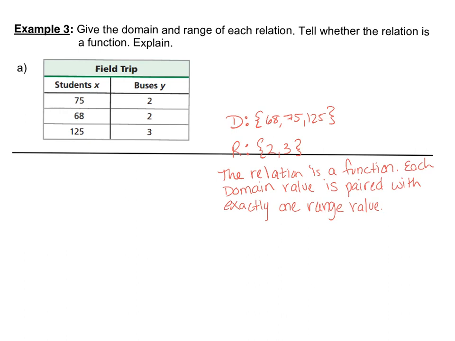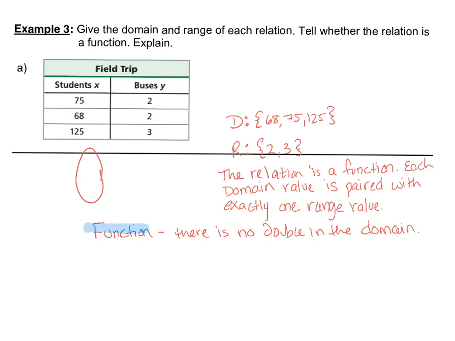This always confused me, so what I look for is that there's no double in the domain. So notice in the domain, none of the numbers repeated. So it's a function if there is no double in the domain. So to me, this makes more sense. If that's easier for you to understand, use this one.